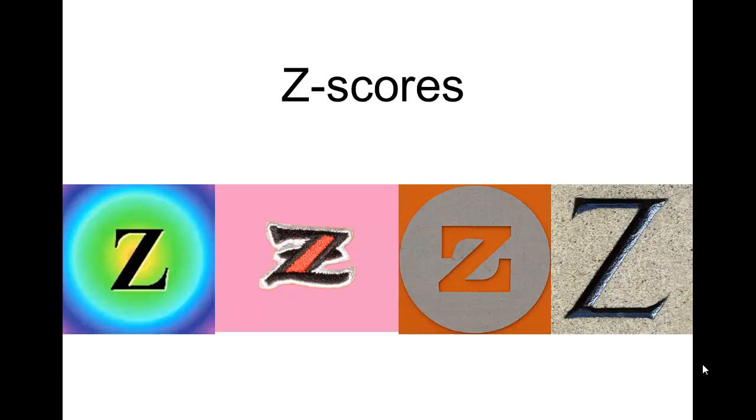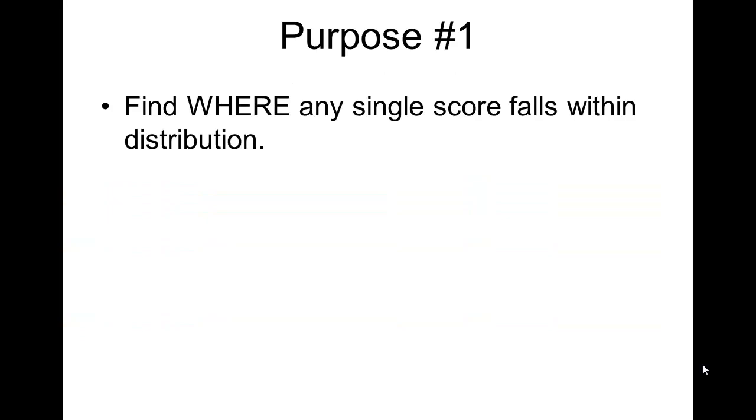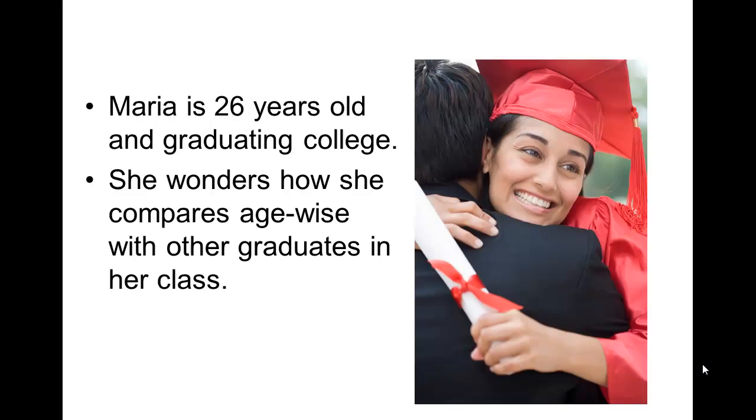The other idea in this week's homework is the z-score. A z-score is one of the kinds of standard scores out there, and in general, they have two purposes. The first purpose is to find out where any specific single score falls within a distribution. You might be able to tell if you're above or below the mean, but the z-score will actually help you know how far above or below a mean a particular score is.